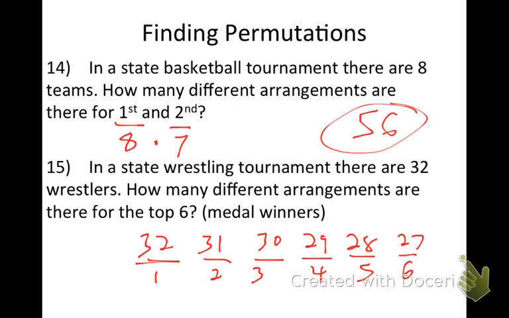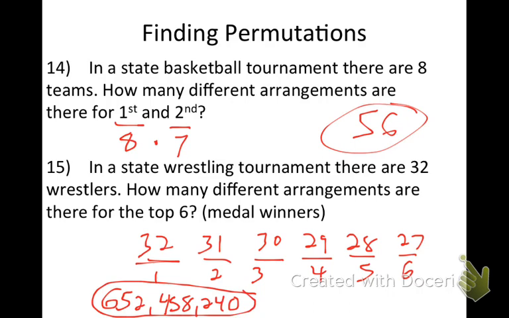What do you got? 652,458,200. There are over 650 million different possibilities just for 6 people to medal in a 32-person bracket. That is crazy. How would you put that in, though? This one I would do like 32 times 31 times 30 times 29 times 28 times 27. I mean, you could do 32 factorial over what would be 26 factorial.